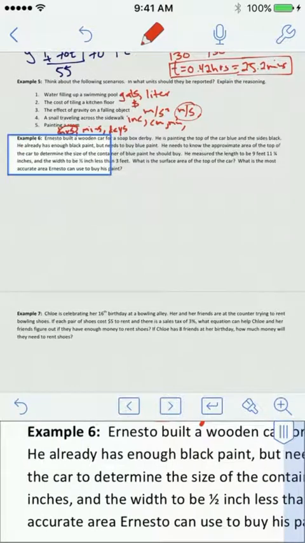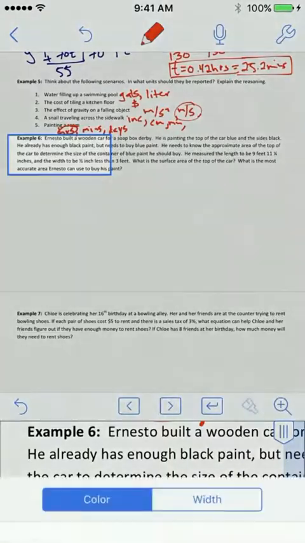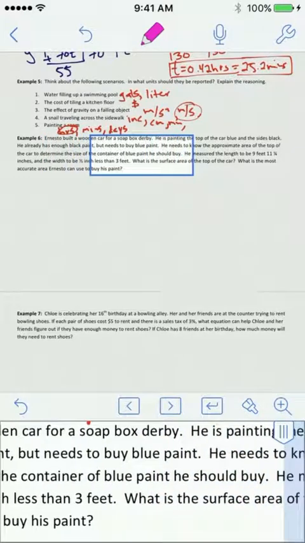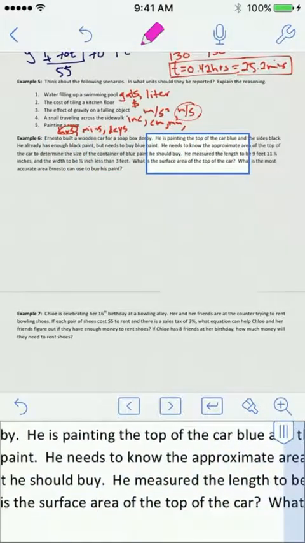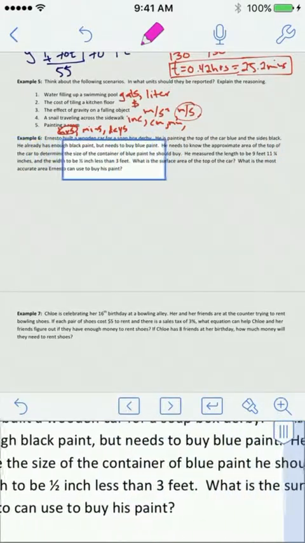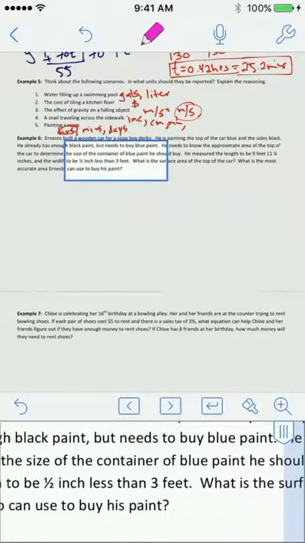Okay. Lots and lots of information there. In fact, there was so much information, I don't even want to try to solve this before I underline stuff. Alright, Ernesto's building a wooden car for a soapbox derby. That doesn't sound super important. He is painting the top of the car blue and the sides black. He already has enough black, but he needs to buy blue. Okay, that's 3 whole sentences and I underlined nothing, because it didn't give me any vital information to solving the problem. It just kind of helped me set up what was going on, right? I didn't have to do anything.